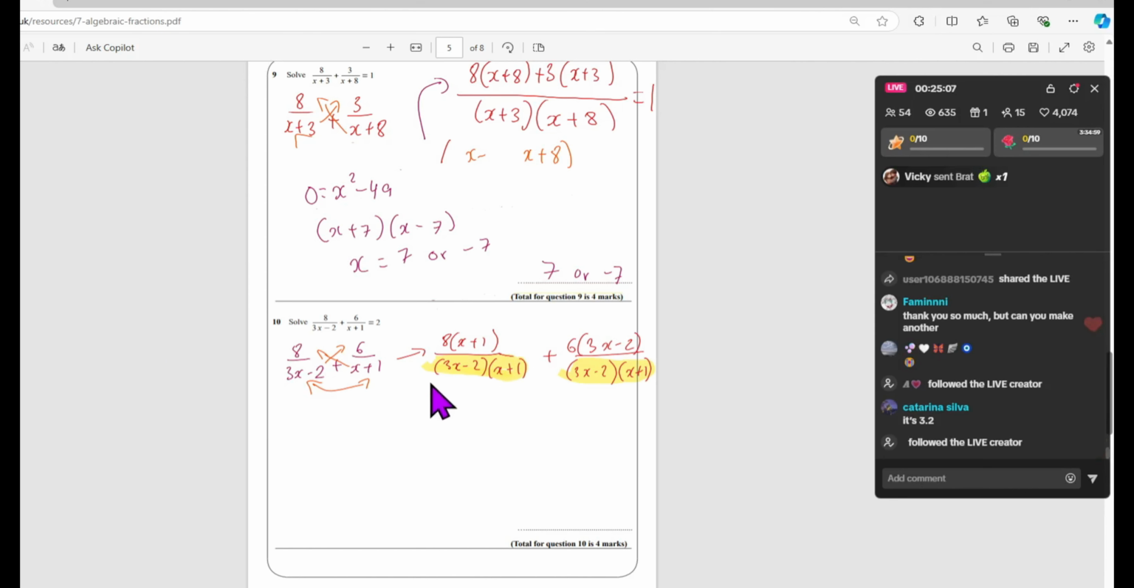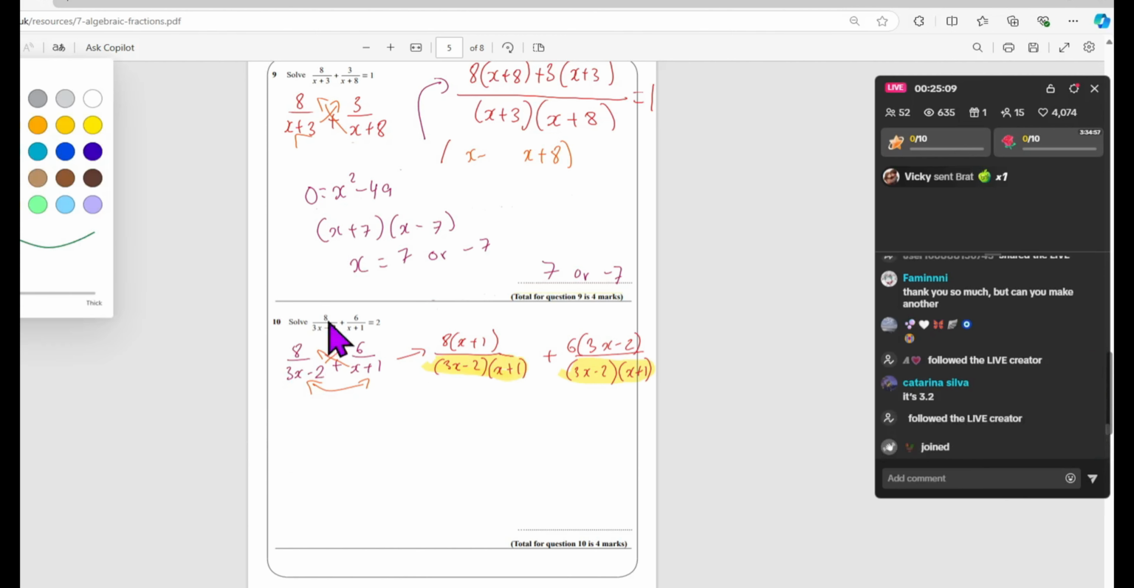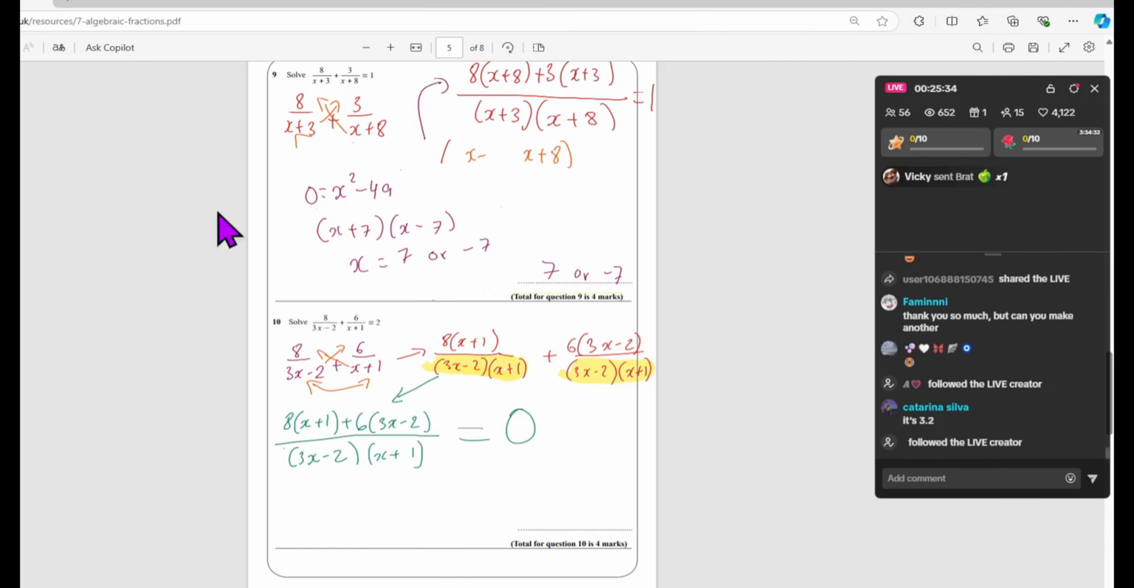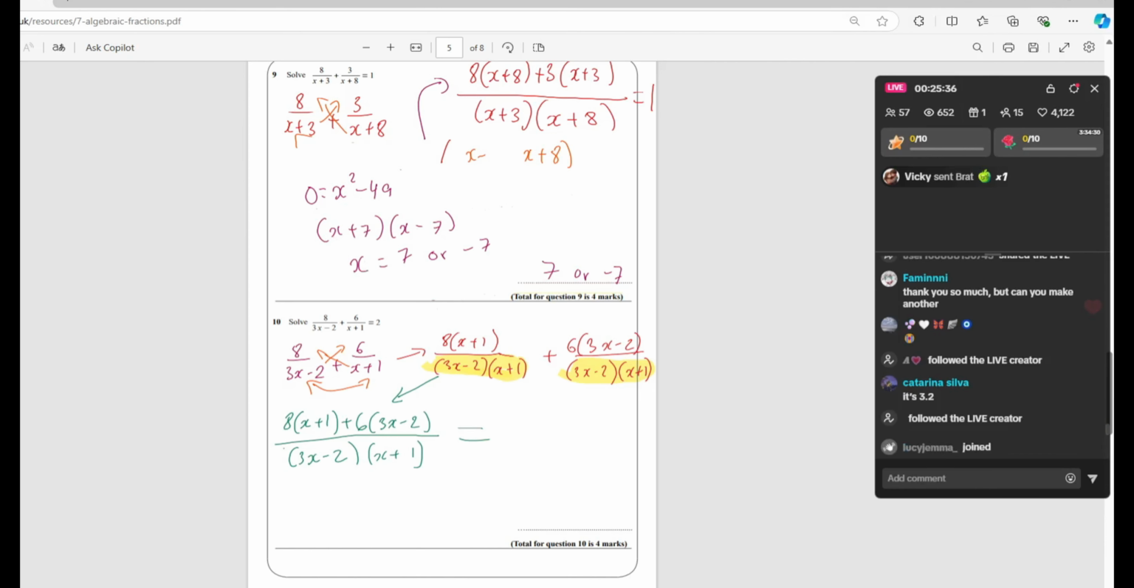Now after you've done that, we're going to make it into one fraction. So we're going to have 8 times x plus 1, plus 6 times 3x minus 2, over 3x minus 2 times x plus 1. And make sure all of this is equal, not to 0, but is equal to 2. Okay?